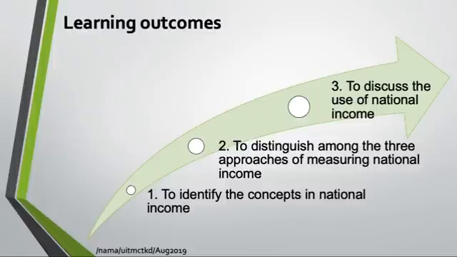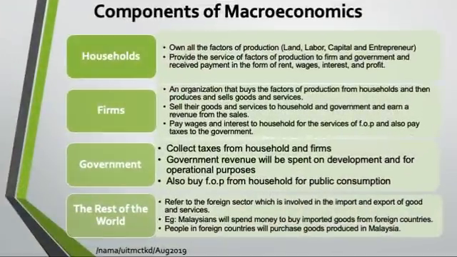Before we proceed further, let's learn about components of macroeconomic. Okay, dalam components of macroeconomic, there are 4 components. The first one is household, isi rumah, firms or organization, government and also the rest of the world. Household, what is household? Household, kita semualah. You household, saya sendiri household, isi rumah. Apa yang dimaksudkan dengan isi rumah?